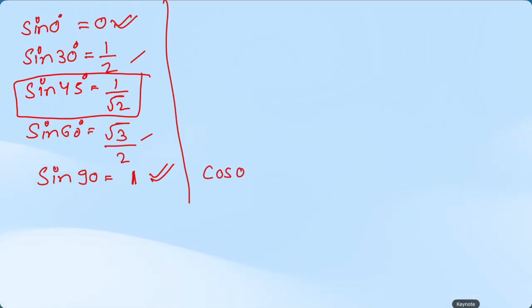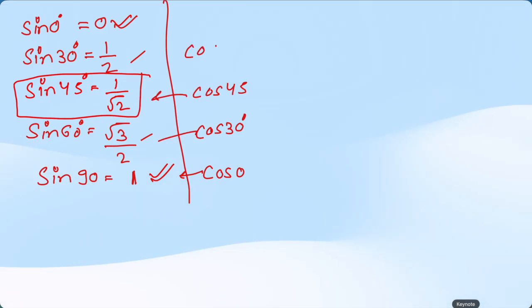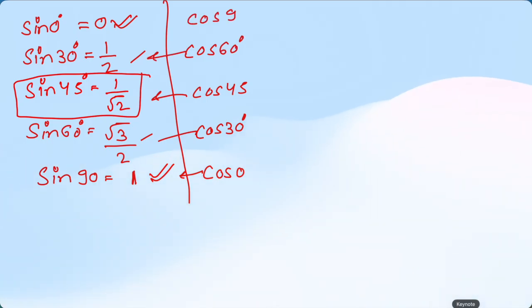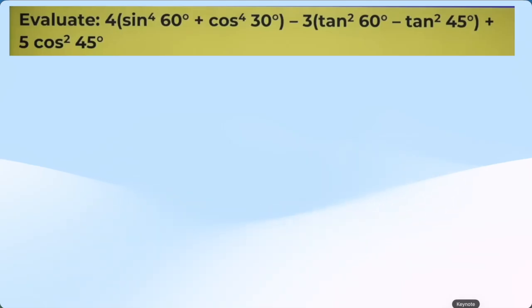This will be the value for cos 0. This will be for cos 30. Then this will be for cos 45. This value will be for cos 60. And the same value will be for cos 90. For tan, we just need to divide them. Hope it is okay. Before we start solving this question, one thing should be clear in our mind.